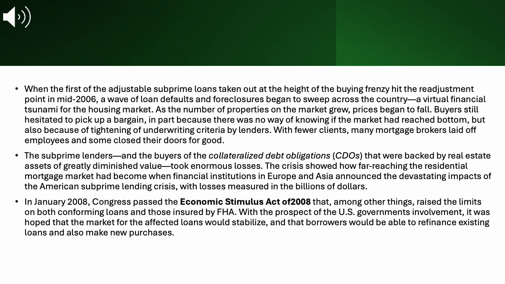The subprime lenders and the buyers of the collateralized debt obligations (CDOs) that were backed by real estate assets of greatly diminished value took enormous losses. The crisis showed how far-reaching the residential mortgage market had become when financial institutions in Europe and Asia announced the devastating impacts of the American subprime lending crisis, with losses measured in the billions of dollars.